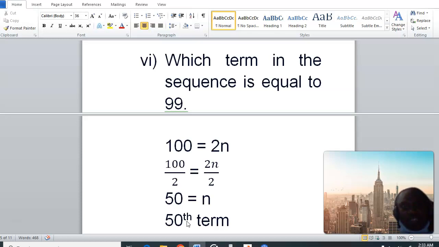N is 50, so that is the 50th term. Let's look at the next question.